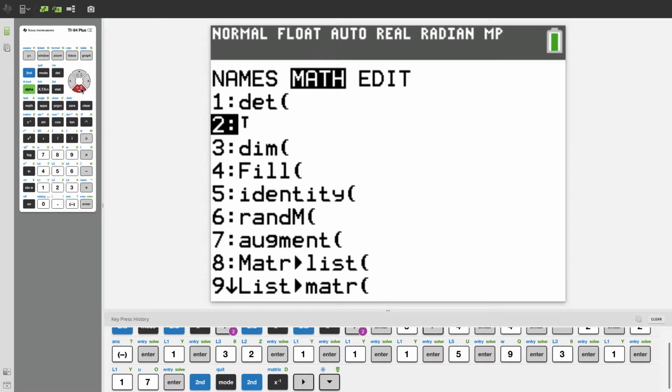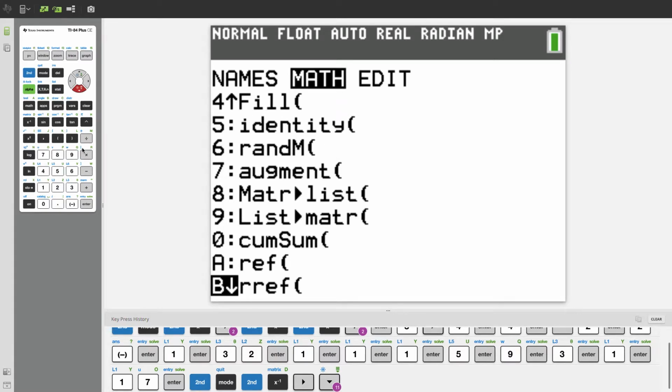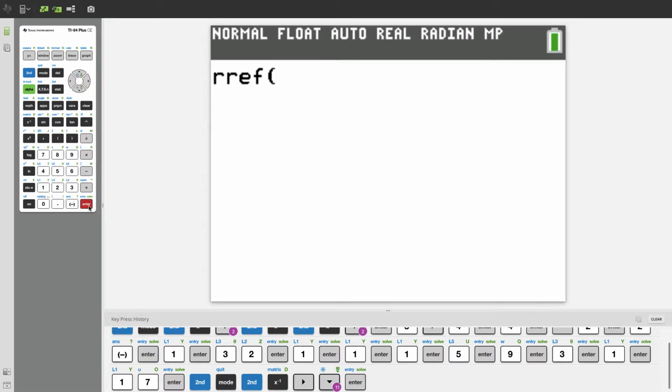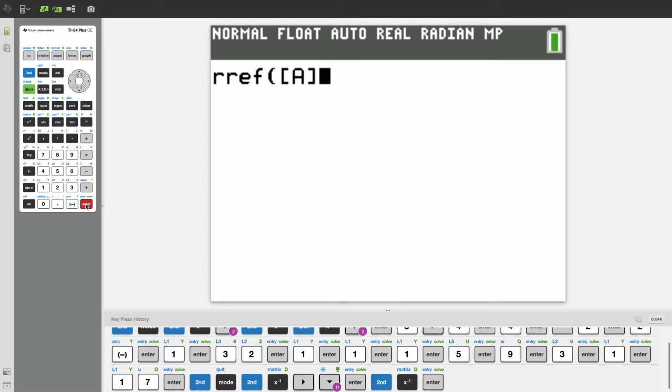So you need to arrow down till you find that. What am I looking for? Reduced row echelon form. RREF. Option B. So you hit enter. And what matrix did we put that in? A. So you have to hit second matrix, and under name, just hit enter under 1. It's 1 or A, but it's A. So hit enter and end your parentheses. Everyone got that? Hit enter.